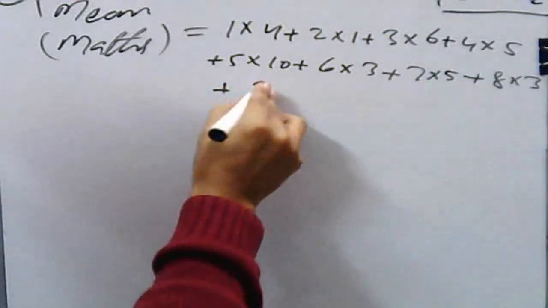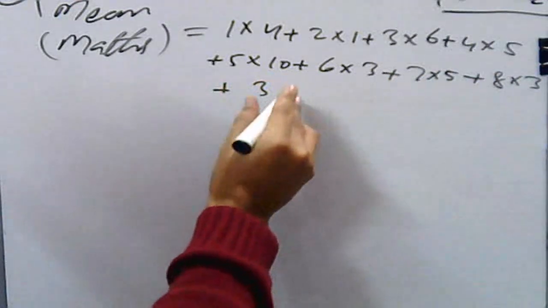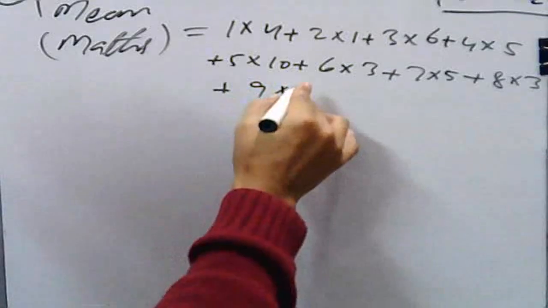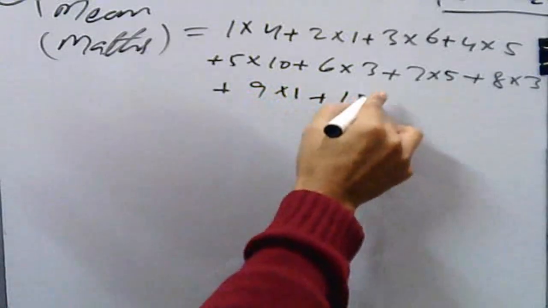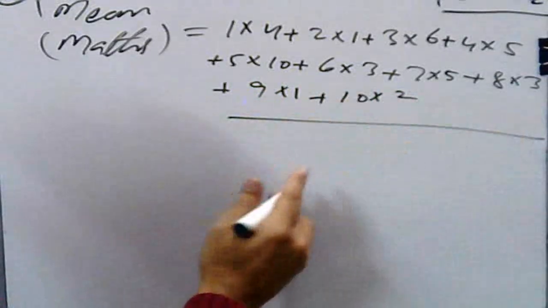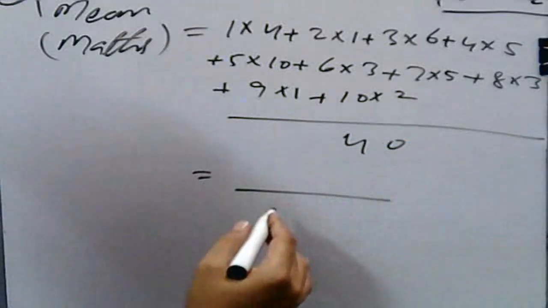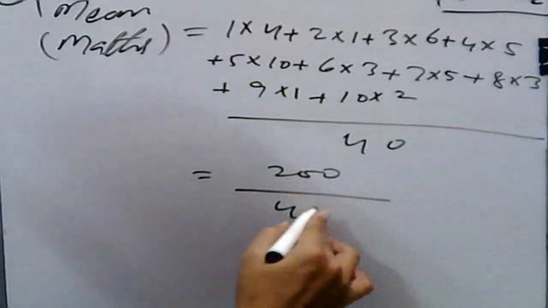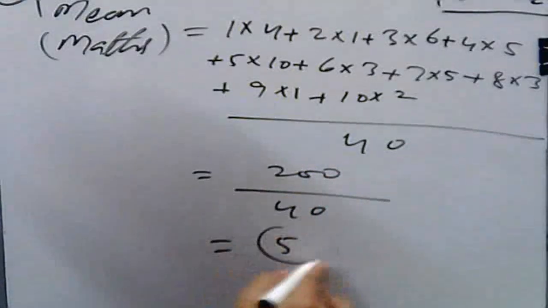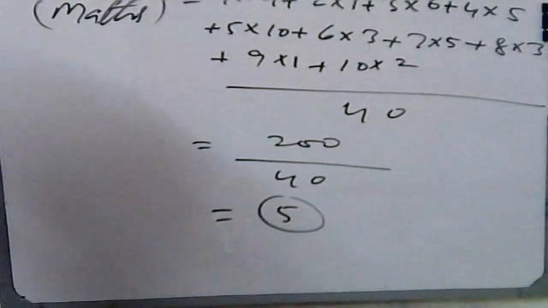9 multiplied by 1 plus 10 multiplied by 2 divided by the number of data, once again by the same, that is 40. So after simplification you will get 200 divided by 40, you will get 5 marks per candidate in maths. So that is your result.